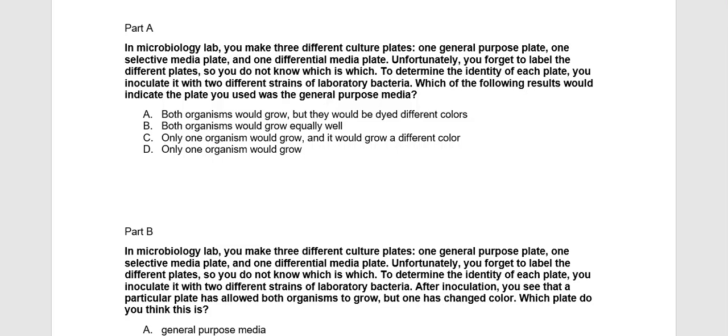So, since it's just general purpose, the organisms that we grow there should both just kind of equally grow. There shouldn't be any differences in coloration of the media. It shouldn't turn a yellow color or more of a lighter blue color or anything like that. They're going to grow equally well because it's just general purpose media.